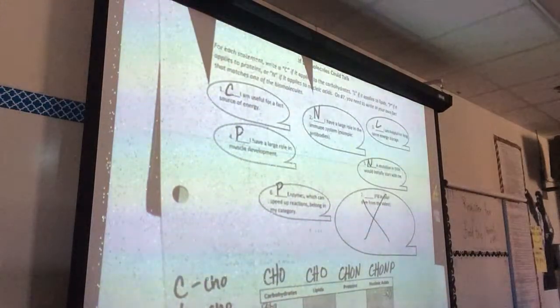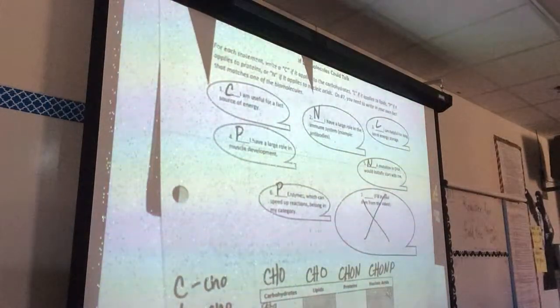Look at the very bottom of this page. You've got all members of the biomolecule band present. What elements are in carbs? So you say CHO, right? What elements are in lipids? CHO. What elements are proteins? CHON. And nucleic acids? CHONP.